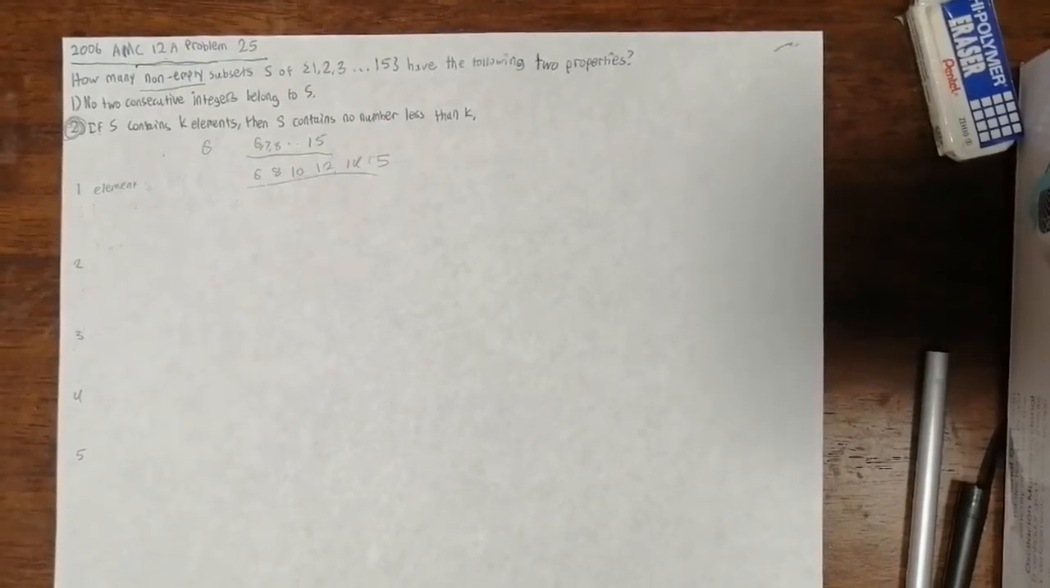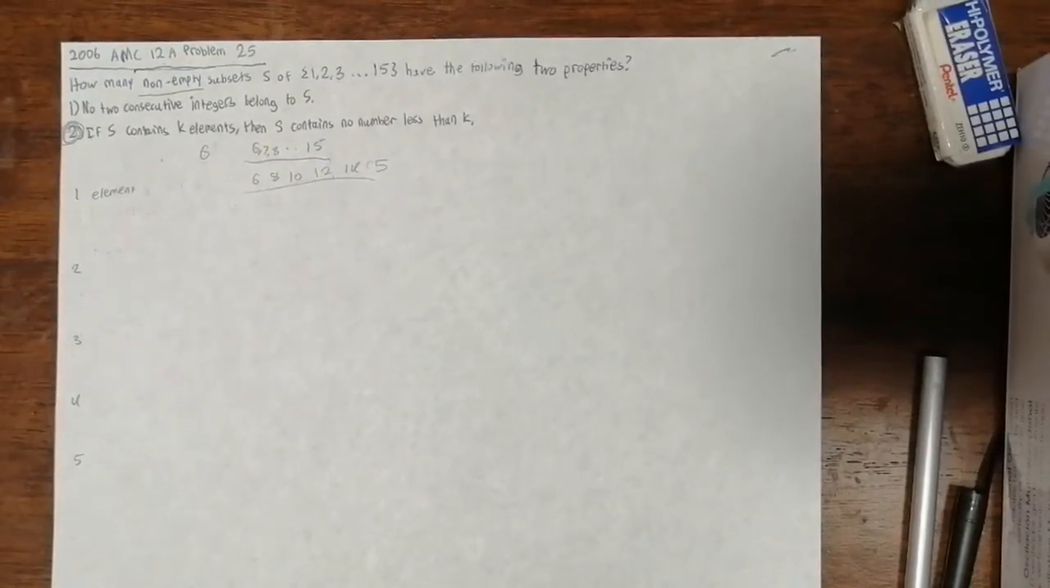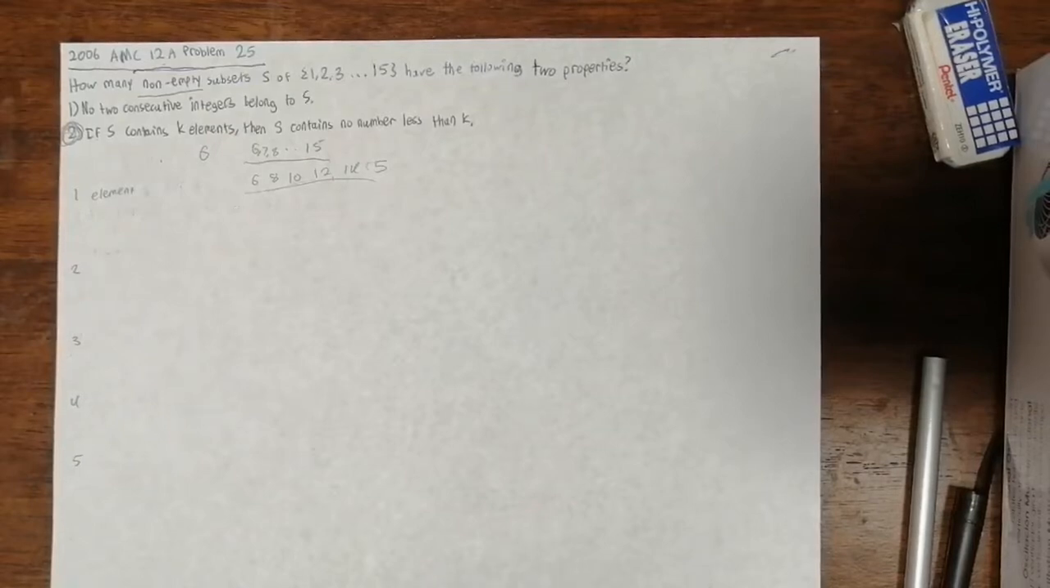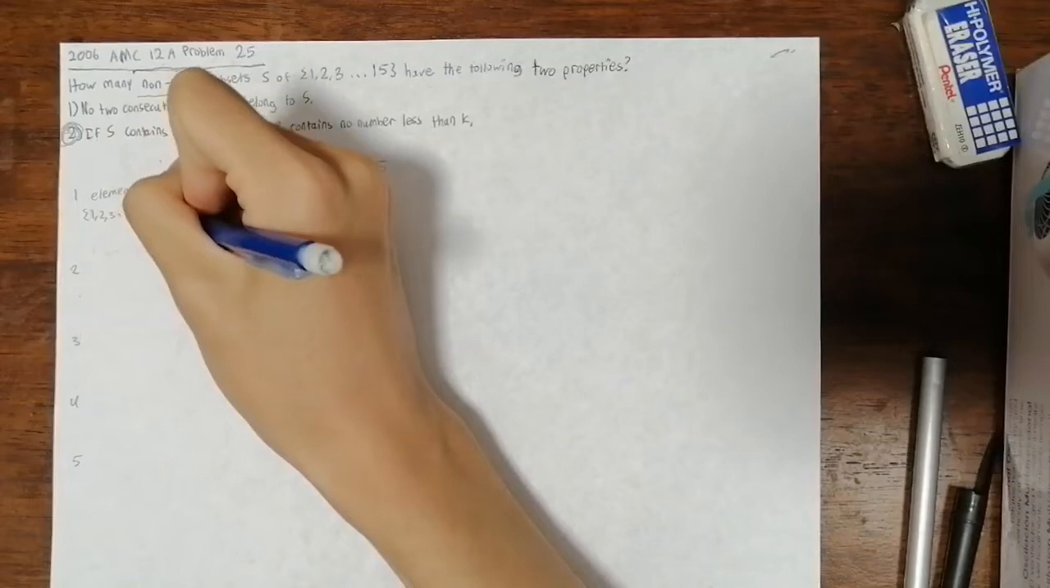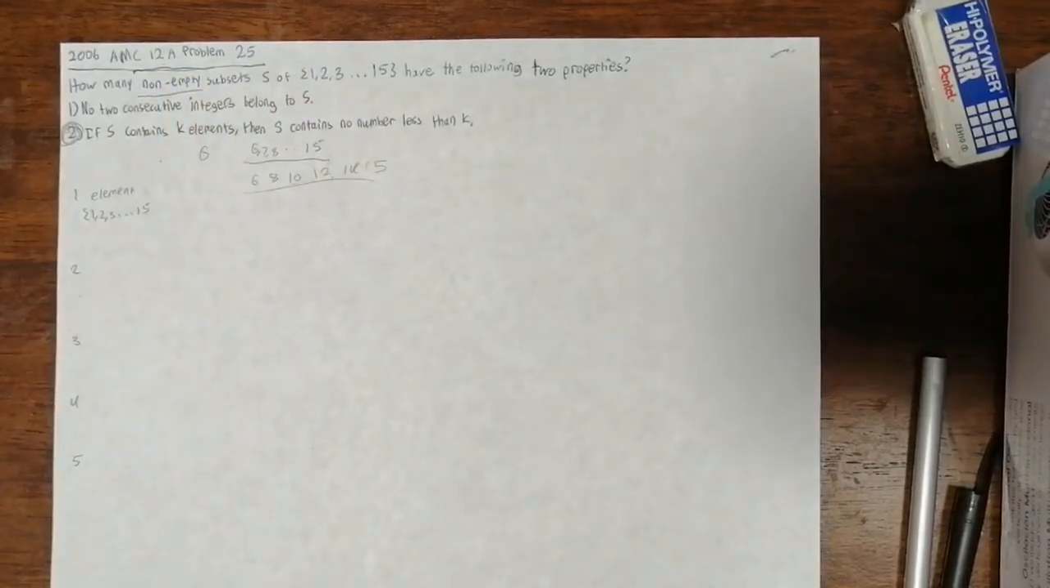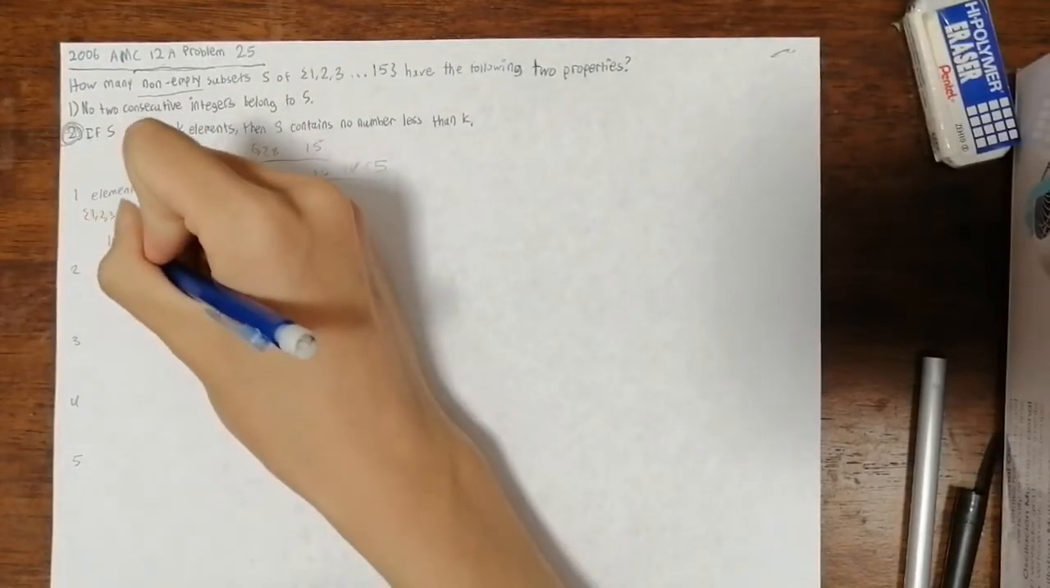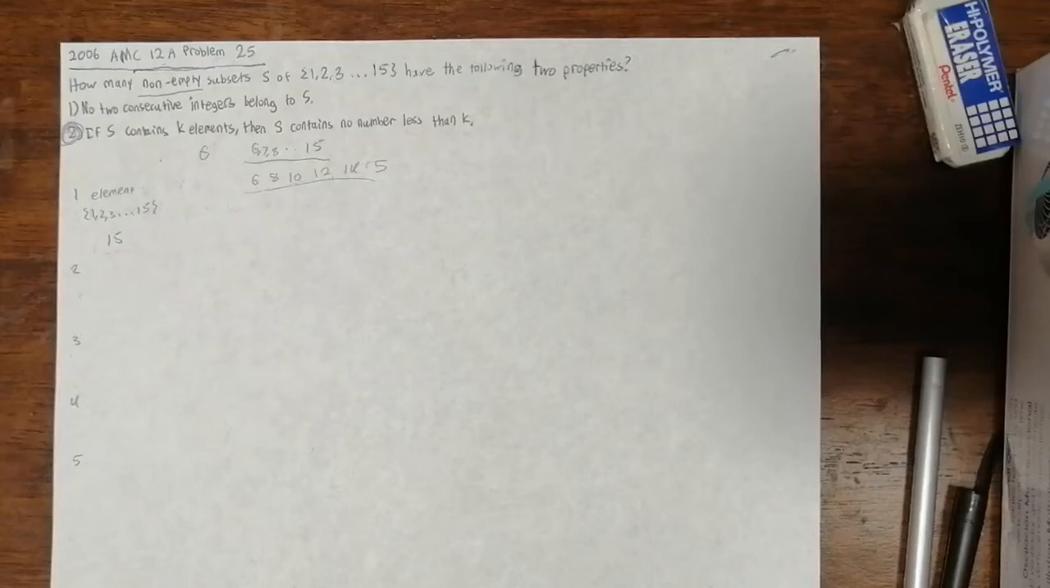So case 1, S has 1 element. Well, this is the most simple case. If S is 1 element, then it can be a subset of the set 1 through 15, since S has to contain no number less than 1, so 1 still works. And since S is 1 element, the number of ways to do this is just 15. You could have a subset of 1, a set of 2, a set of 3, etc.